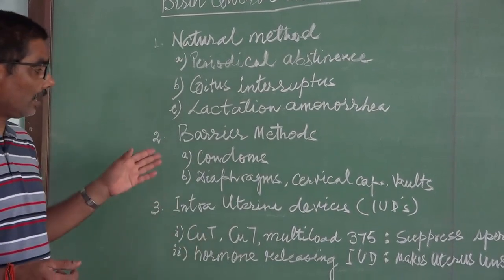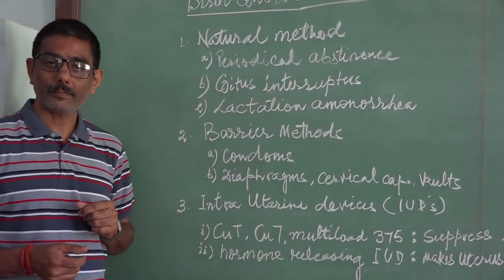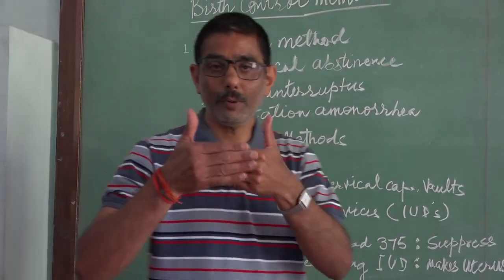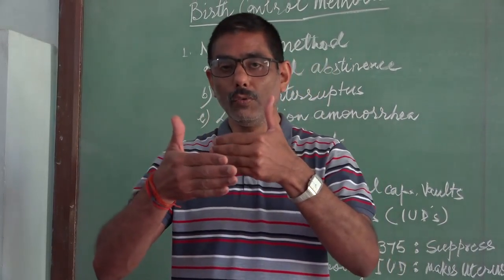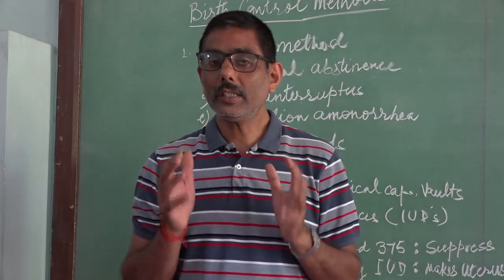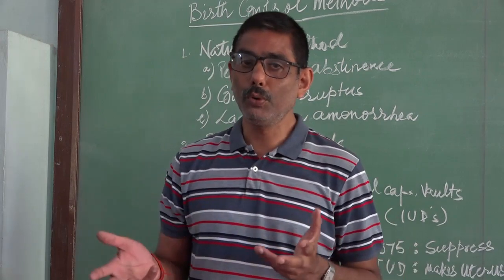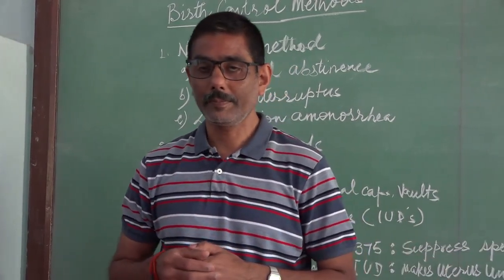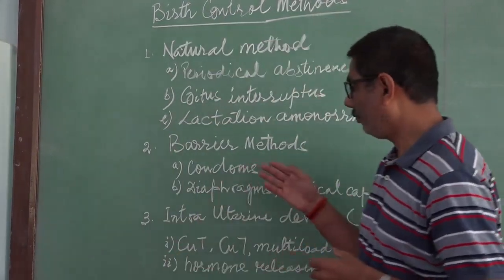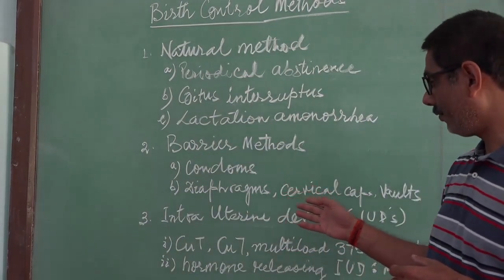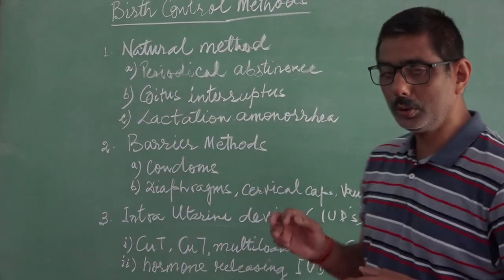The next one we come to is the barrier method. Now there is a barrier. We are putting a barrier between the ova and the sperm. Now this barrier method can be used both by the male and the female partner. It is in the form of condoms or diaphragms, cervical caps, vaults.